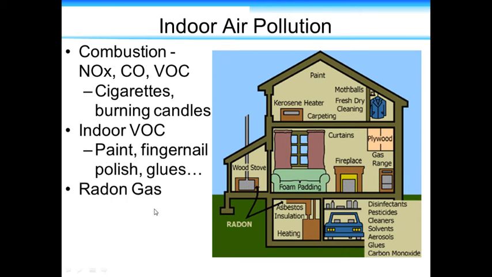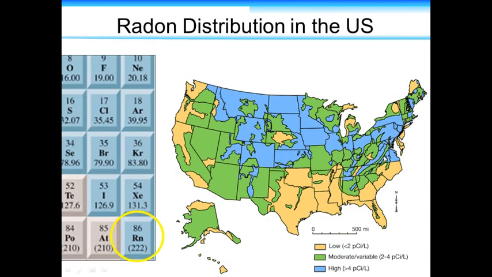And then radon is the third big one. Radon is a gas that's naturally radioactive and naturally bubbles up through the Earth's crust. You can't actually see it bubbling. And here, this map here, well, first let's look to the left. We see radon on the periodic table.